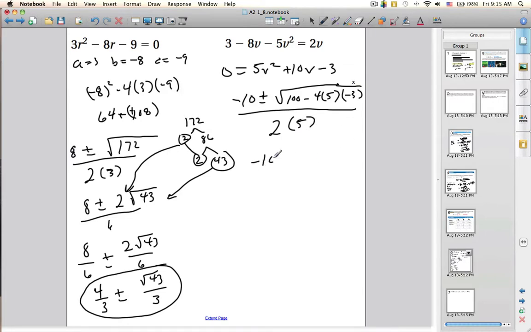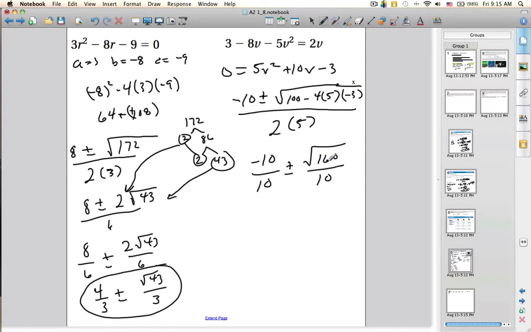So I'll have negative 10 over 10 plus or minus. So this is going to be 100, and it's going to be plus 60. 4 times 5 is 20, times 3 is negative 60. So 100 minus negative 60 is 160. All over 10.